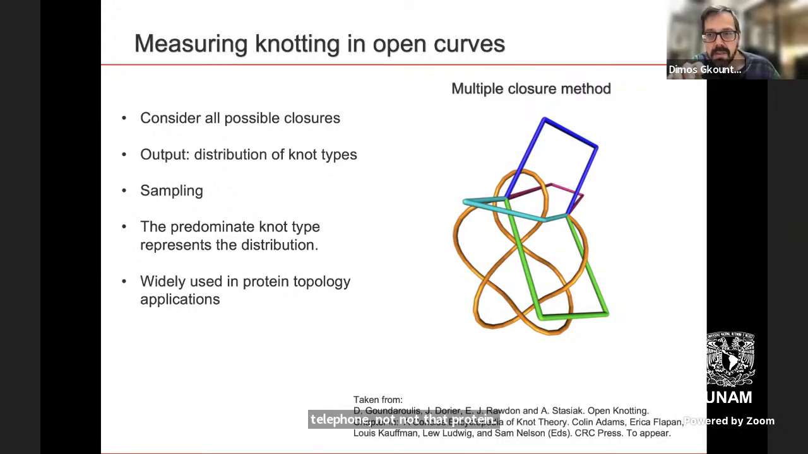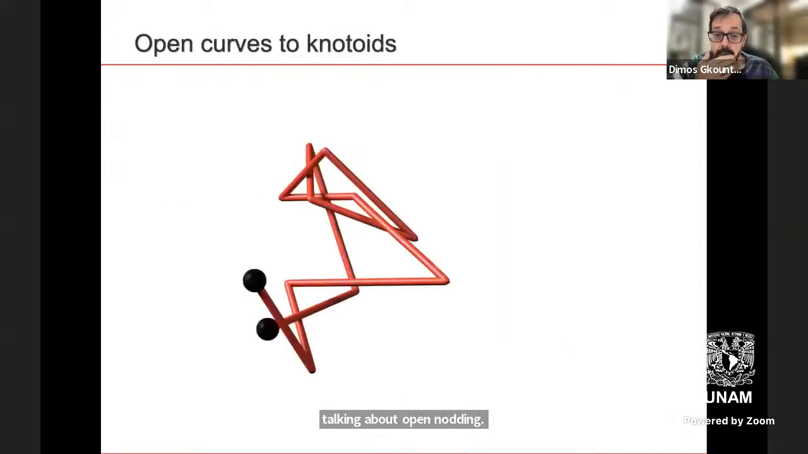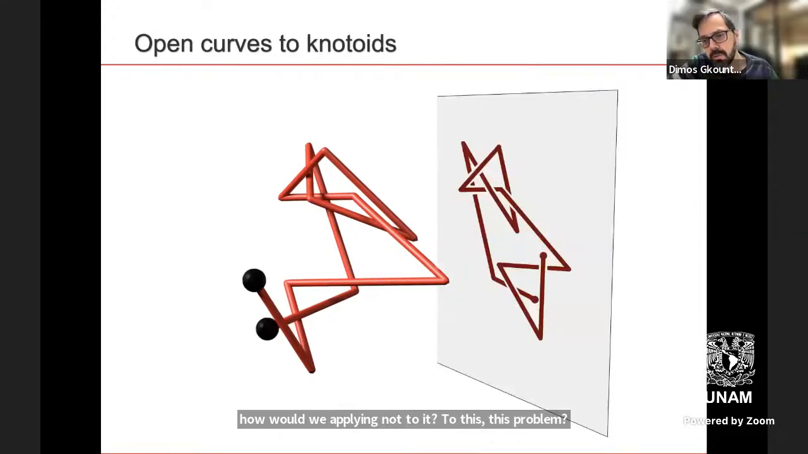But these approaches close the curve. We were talking about open knotting. So how would we apply knotoids to this problem? Someone may say, okay, you have the open-ended curve, why don't you just project it and you get a knotoid?